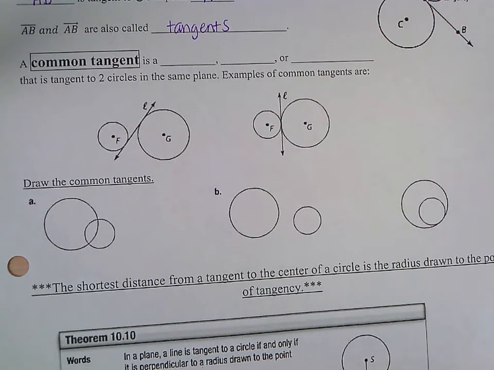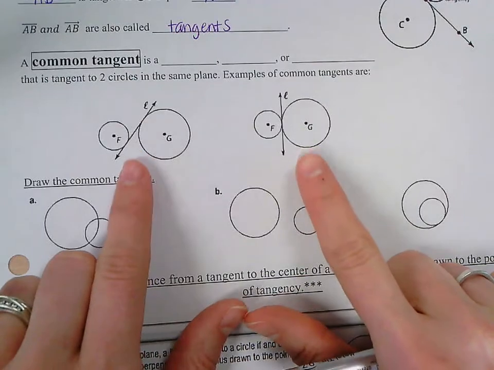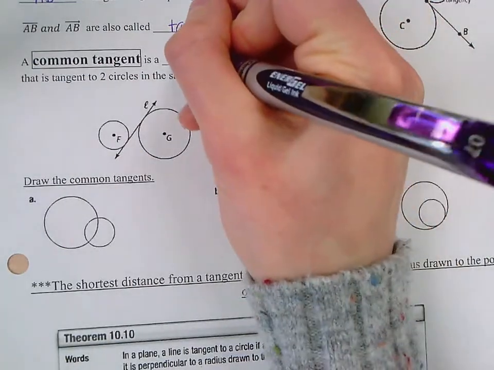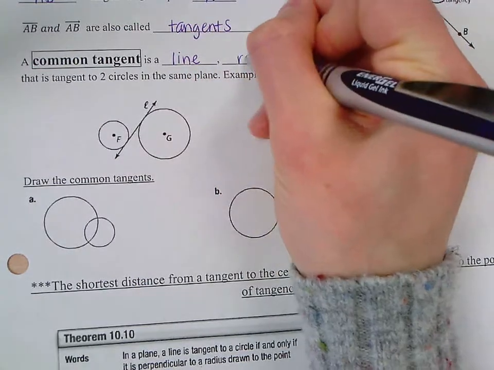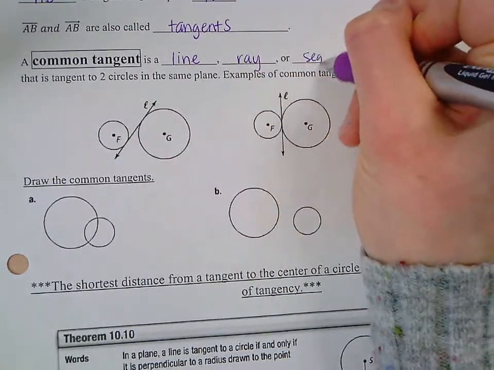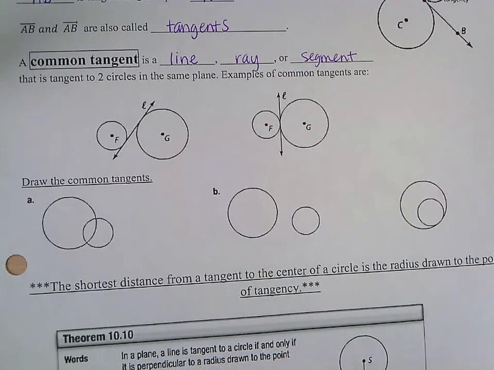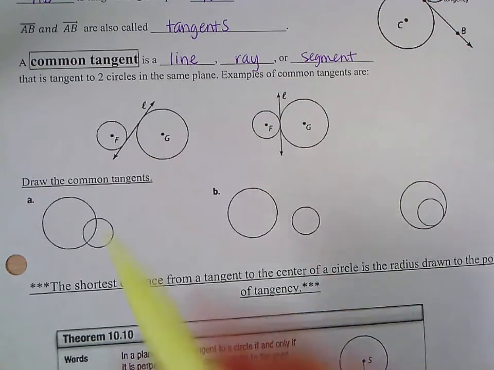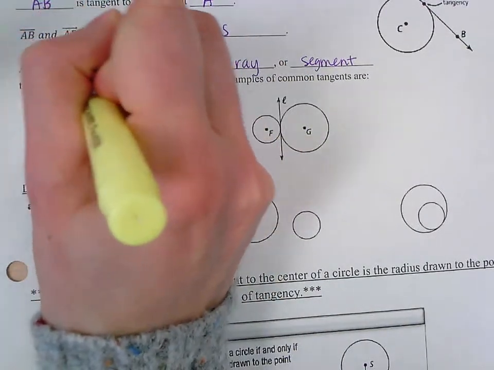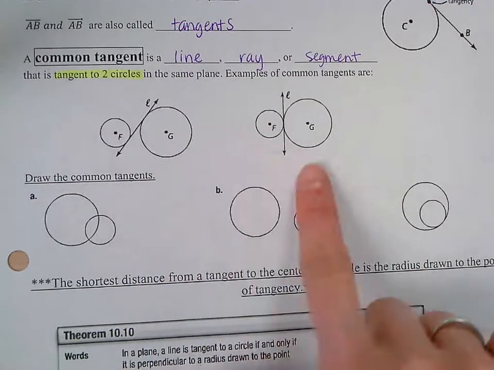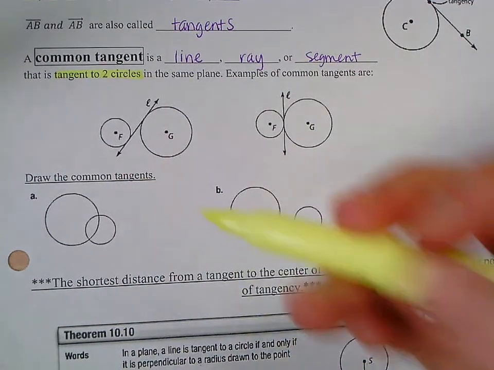And then we have what's called a common tangent, and you can kind of see some diagrams of that below. So a common tangent is a line, ray, or segment that is tangent to two circles in the same plane. So common tangent is a line, ray, or segment that is tangent to two circles in the same plane. And then there's examples there of how that can look.